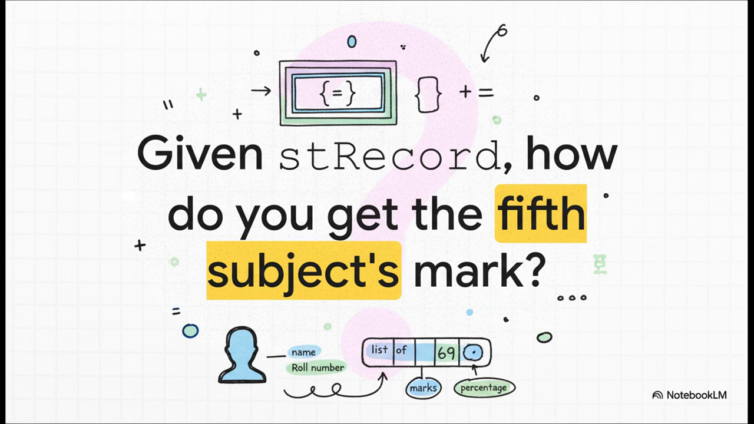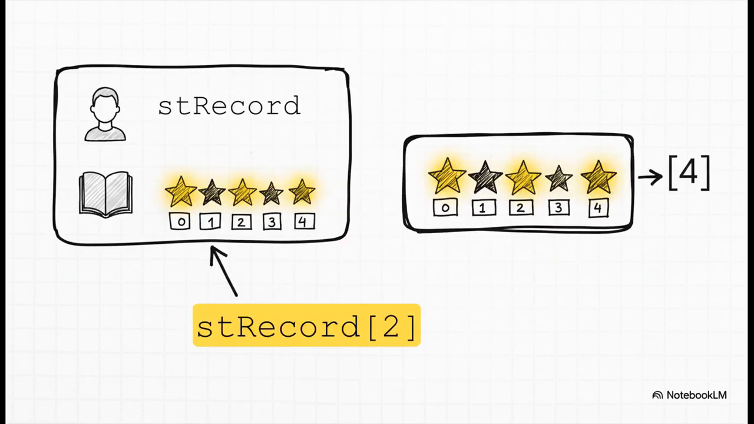Okay, next question. This one is on nested lists. We have a student's record here. Name, roll number, a list of marks, and a percentage. Now, how would you get just the marks of the fifth subject, which is the number 69? And the answer is star record[2][4].